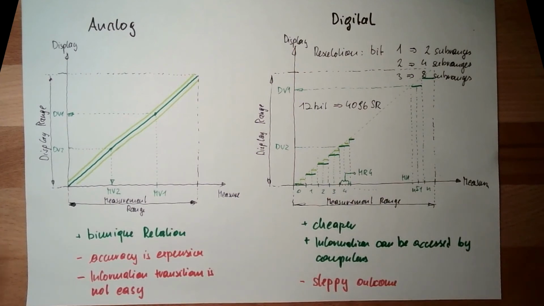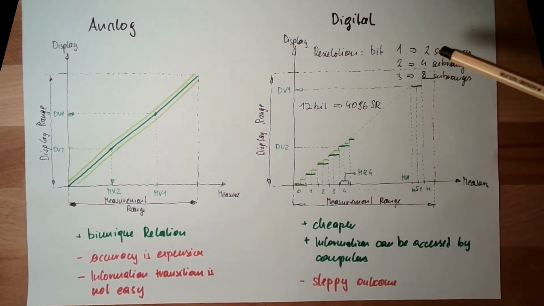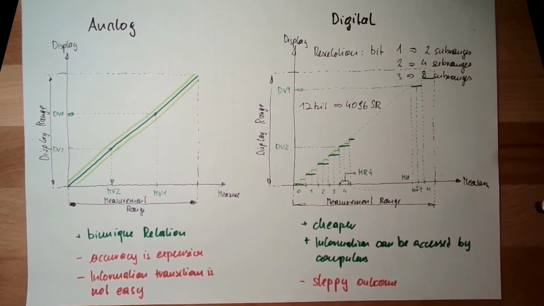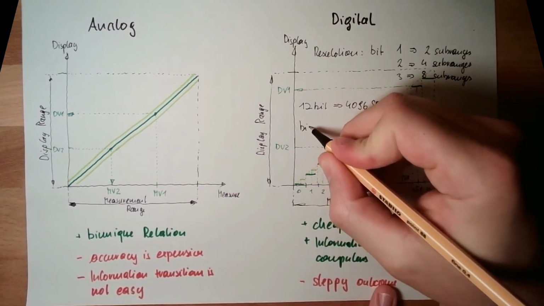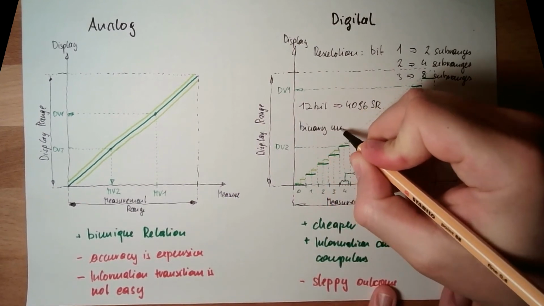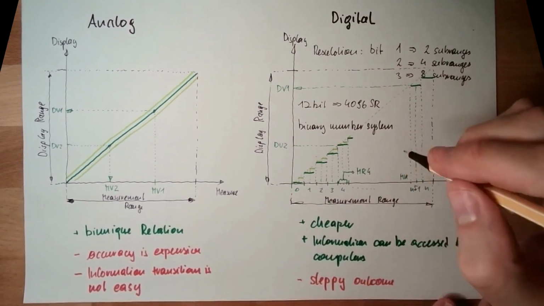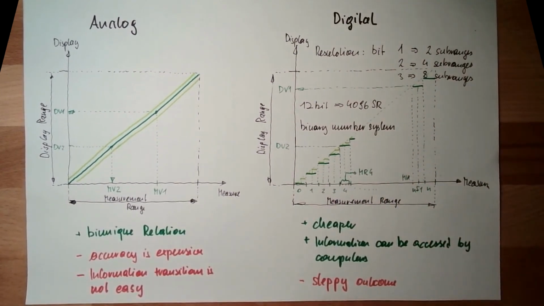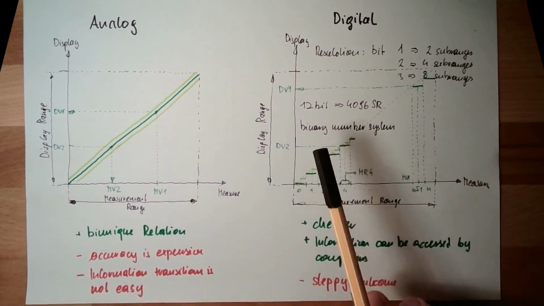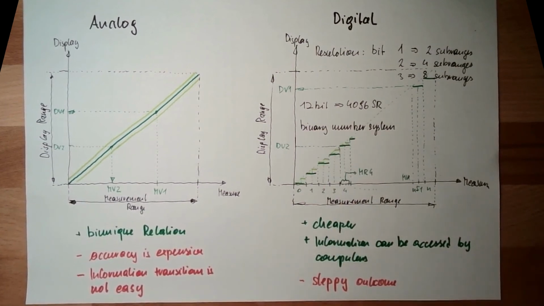Why? How can we get from this bit to how many sub-ranges? This is based on the binary number system. That's the thing which is behind. In the next video, I will explain numbering systems, and one part is also the binary number system. But for now, it's just this, to understand what it really means to be digital.